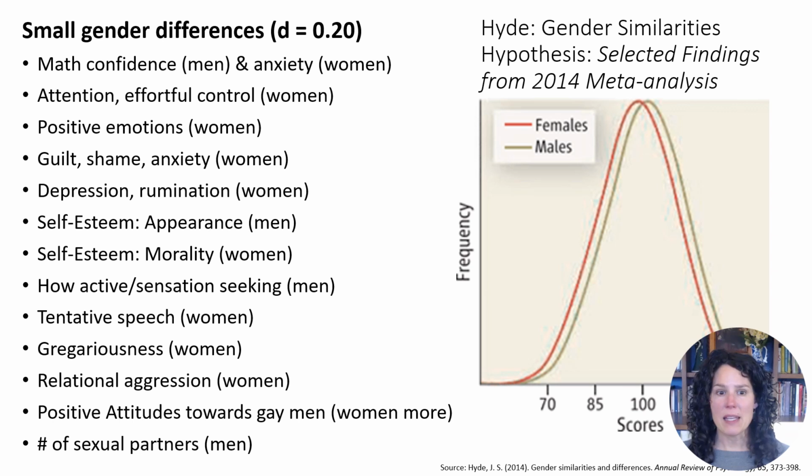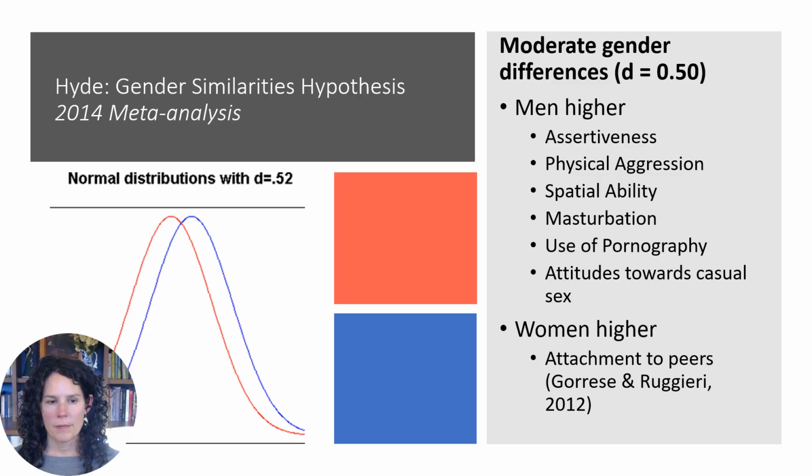And what that means when we look at these graphs is that, for example, there's a whole bunch of men who use tentative speech more than a whole bunch of women who are pretty low on it. So hopefully this gives you a sense of what a small gender difference might look like.